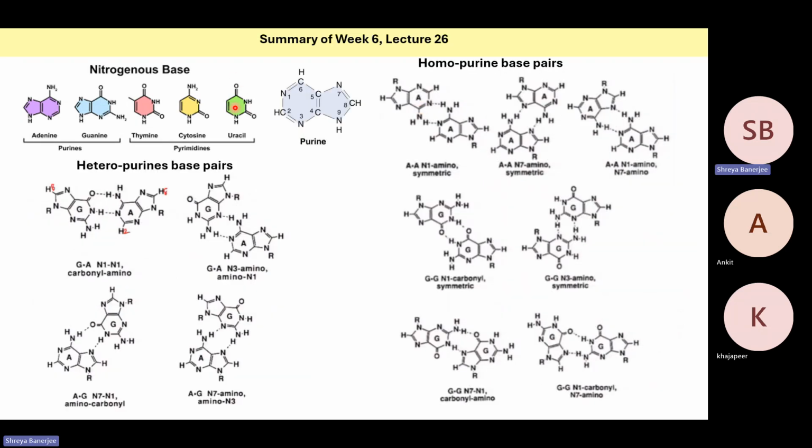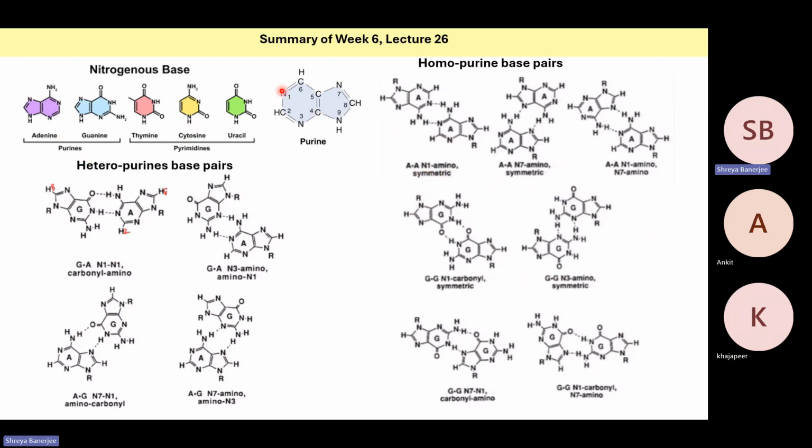Now, so far we have looked at purine-pyrimidine base pairs. You can also have purine-purine base pairs. So basically you can see that both purine and pyrimidine have so many hydrogen donors as well as hydrogen acceptors. That is why purine-purine is also possible. So the system of naming these is very clear. So here an A base pair is forming. We call it an N1 amino.